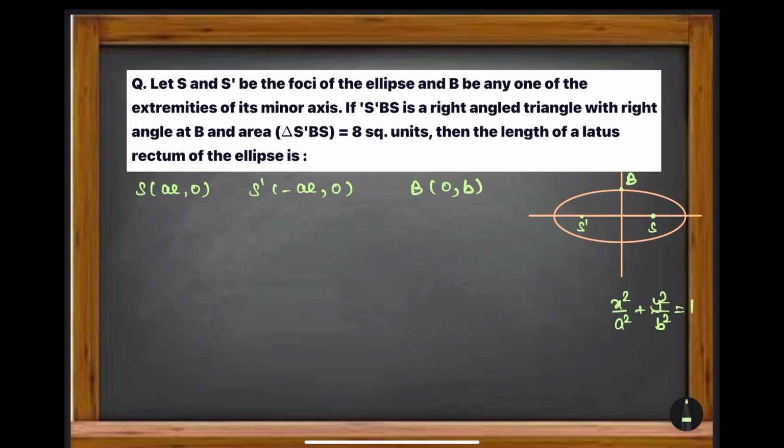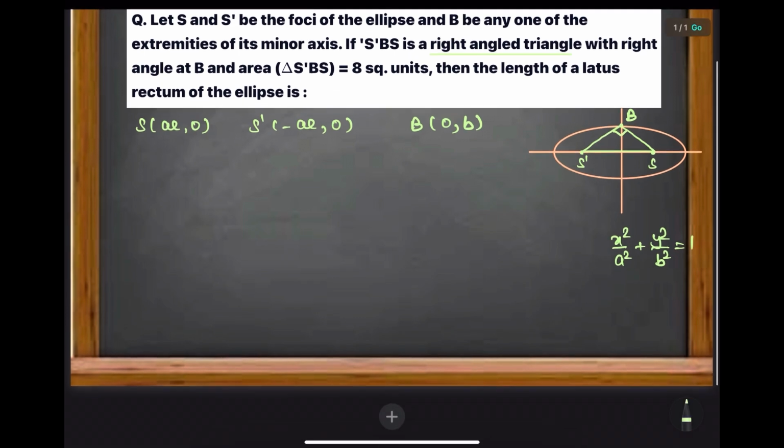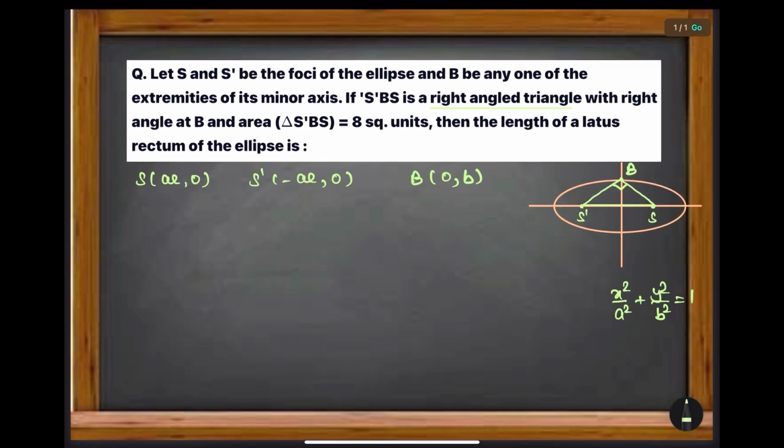Now this is a right angle triangle. We will take help of this statement, which is very important: the triangle SBS dash is right angled at B, and its area is given. Then we need the length of the latus rectum of the ellipse. Okay, let's try to calculate.